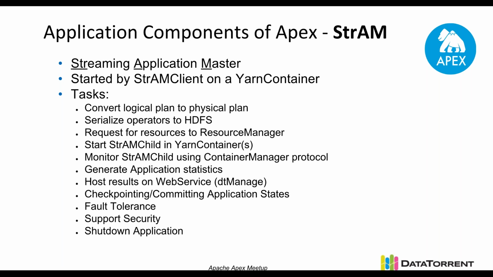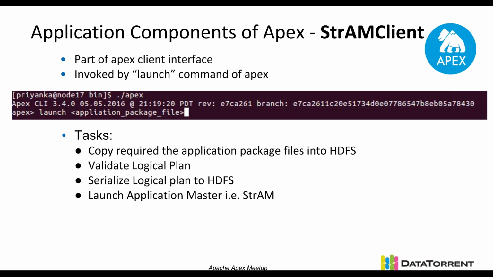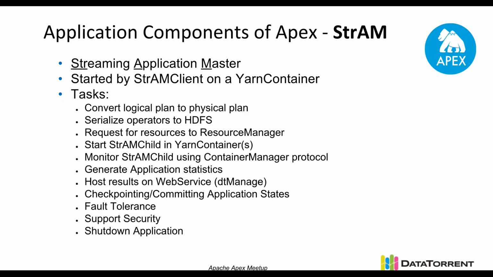And now it contacts our resource manager. Then the resource manager, as we expect, will launch the application master, which is a STRAM for Apex. So what does STRAM do? STRAM is the application master. Once the STRAM process comes up, it will read this logical plan which has been serialized by the client, the STRAM client, and convert it into a physical plan.